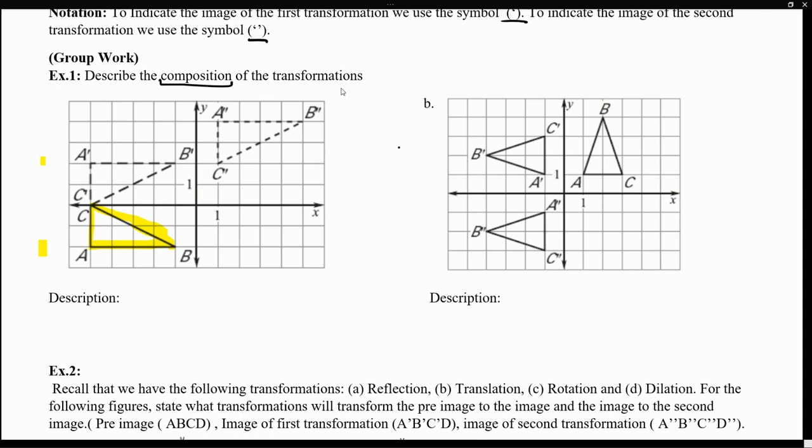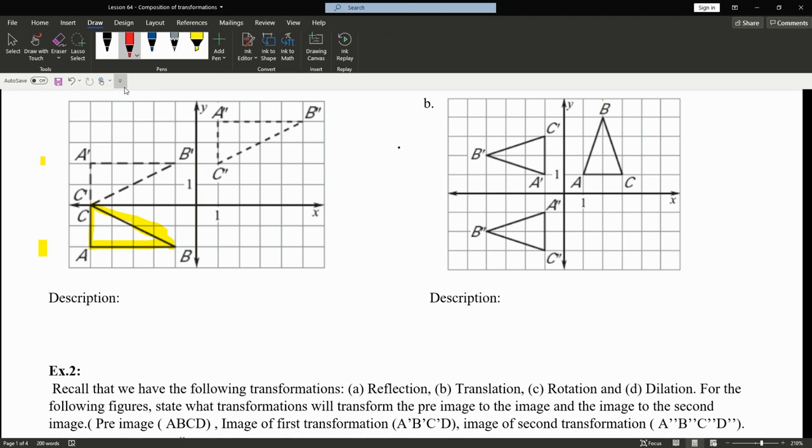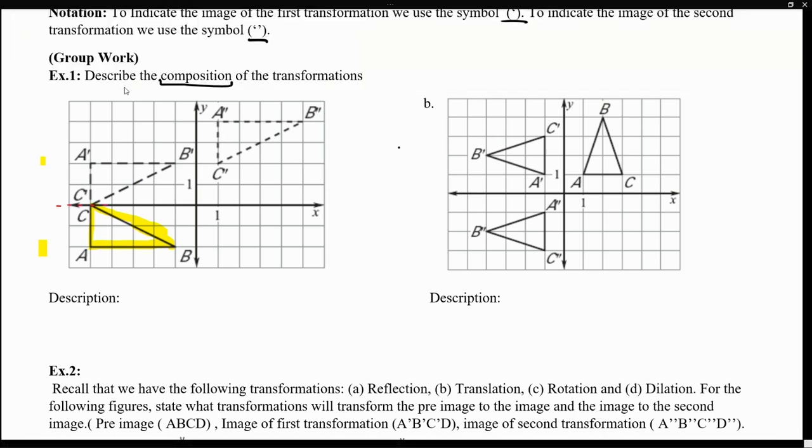Now notice that the triangle on top of it, this dotted triangle right here, all those letters have one single prime on top of it. So that's an indicator that this is the first image. So the question now becomes, what can we do to this triangle so it actually lands on top of this dotted triangle? Well, notice that if we get every single point and we reflect it over the line, over the x-axis, because let's just take a look at this x-axis.